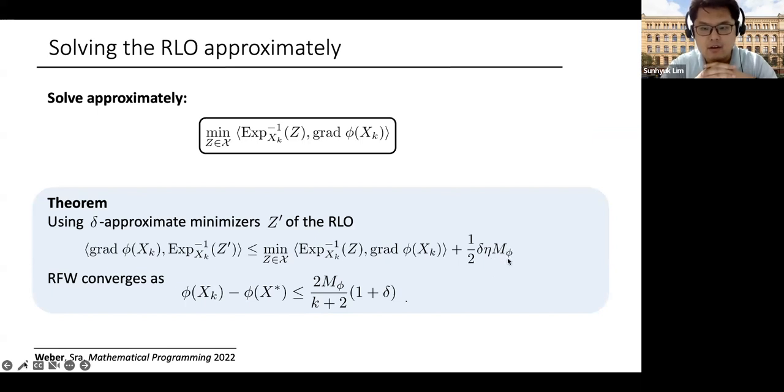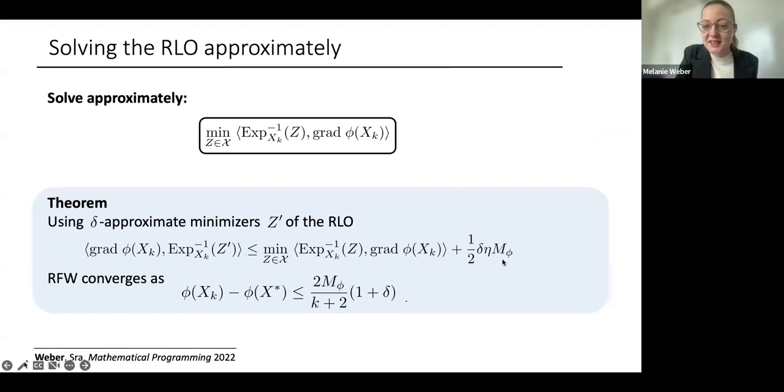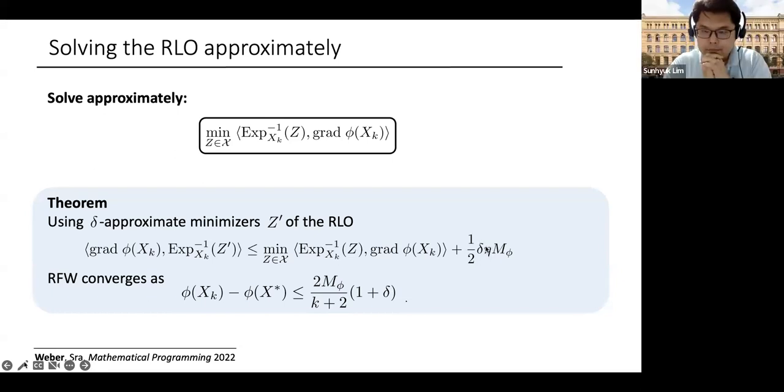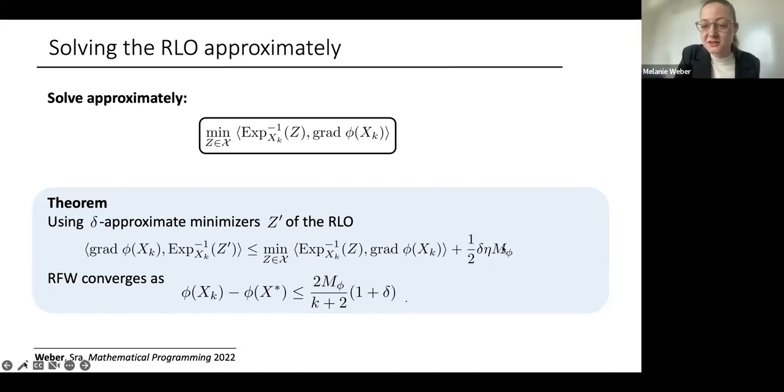And so that m phi is a constant that depends on the objective function. Eta is our step size. So those are specific to the objective function, and that's specific to the overall Frank-Wolfe optimization. And then that delta here characterizes the approximation error in the subroutine, in the linear oracle.